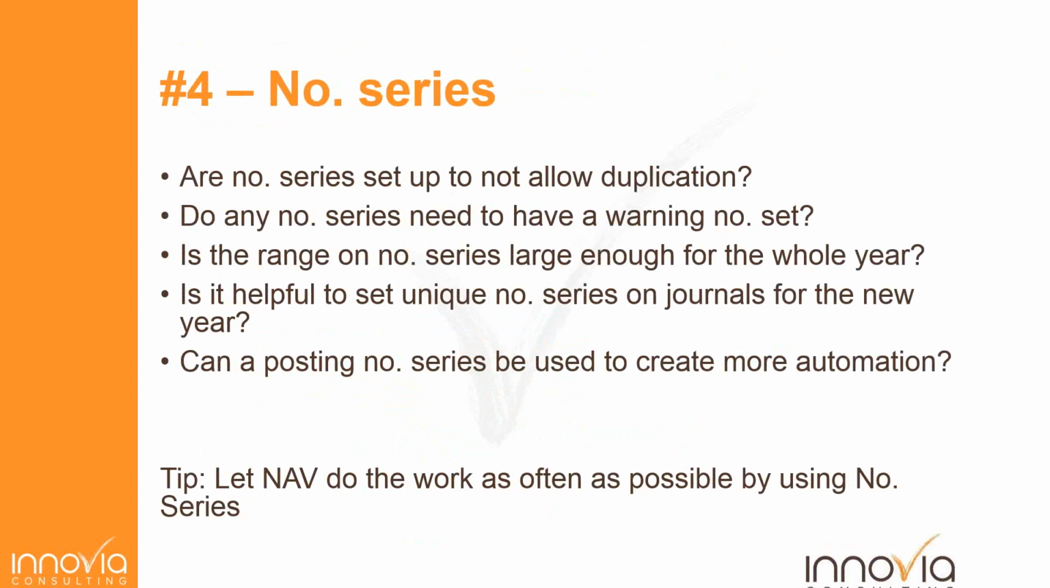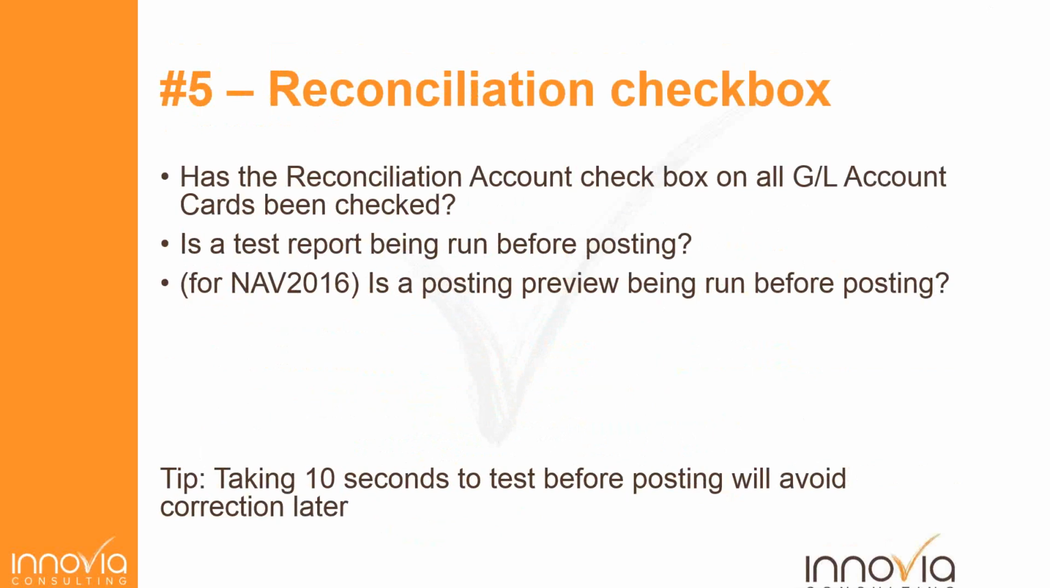All right. The next thing we'll take a look at is a small but mighty feature. I hope that everybody's using this, but if you don't know about it, it's a nice little time saver. On all of the general ledger accounts, there's a little box called the reconciliation account checkbox. When you have that box checked and you run a test report on anything before you're posting, NAV will put a little reconciliation at the bottom of your test report that shows what the general ledger effect is going to be of those transactions.